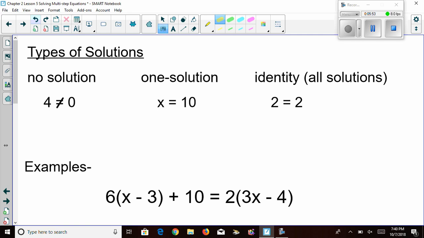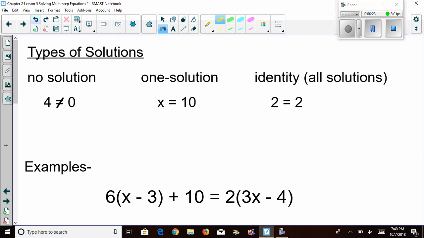Over on the right, we have the identity, which is also commonly known as all solutions. We see that the variable has disappeared, and I'm left where the left side says 2, and the right side says 2, and we know that 2 equals 2, so it is true. And 2 equals 2 is what we would call an identity.